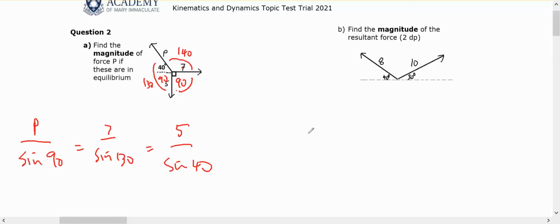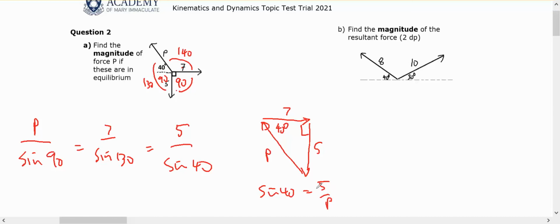You could have triangulated and said I have 7 and I have 5, and that's a right angle, and there is my P, and you could have done sine cos tan, because I know that that's 140, so the 7 and the P, there's my 40 degrees. You could have said that the sine of 40 equals 5 on P, solve for P. You could have said the cos of 40 equals 7 on P, solve for P.